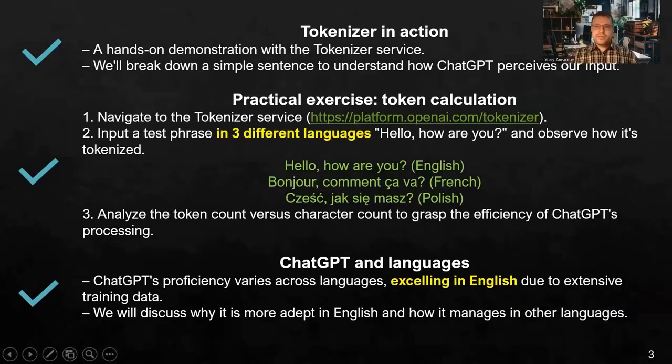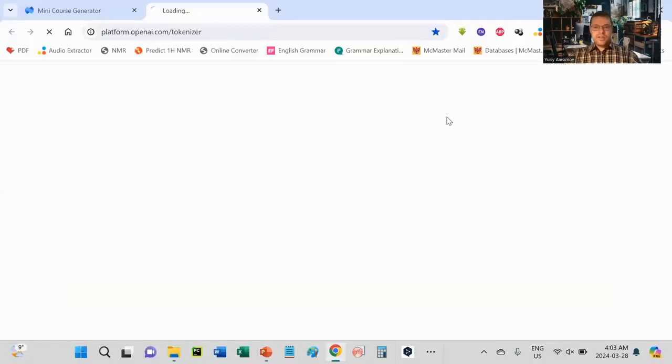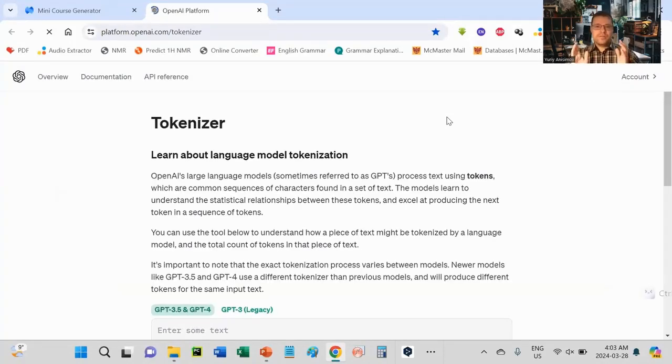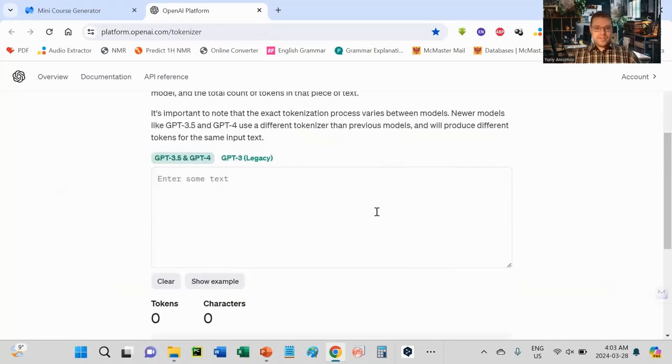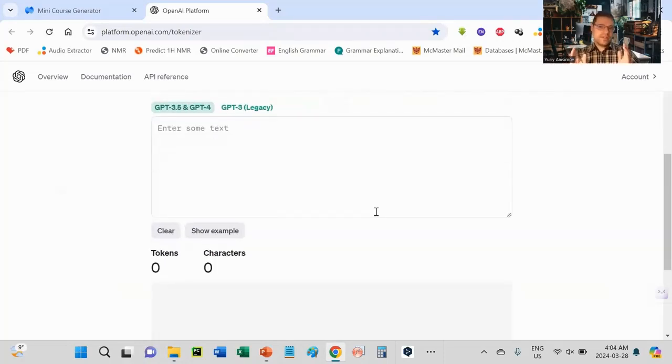So let's first start with Tokenizer. This is a service available on the OpenAI platform without any registration, and we are going to do a little experiment with it. First, what is actually a token? A token is the smallest unit of information that ChatGPT can work with. Basically, ChatGPT breaks down words into these smallest units, tokens. Let's see how it breaks it down. So let's make this experiment.